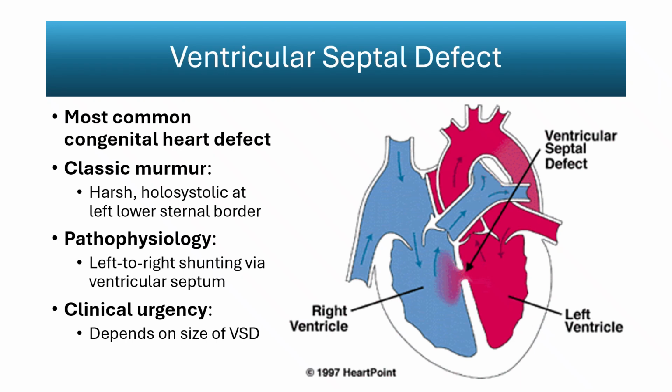The physiologic consequence is left-to-right shunting. Small restrictive VSDs permit only minimal flow and may close spontaneously. Large, non-restrictive defects allow significant shunting, producing pulmonary overcirculation, left heart volume overload, and symptoms of congestive heart failure, such as tachypnea, hepatomegaly, and poor growth.